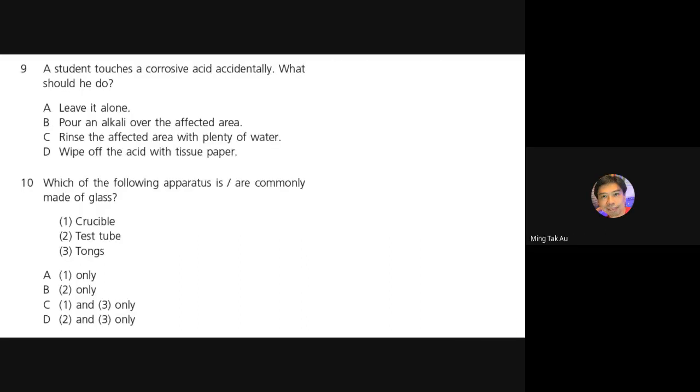Okay, question 9. A student touches a corrosive exit accidentally. What should he do? Class number 9, Helen. C. Dog, wipe off the exit with tissue. Okay, it's C. Okay, it should be C. Correct. Okay, so rinse. Okay, very important.